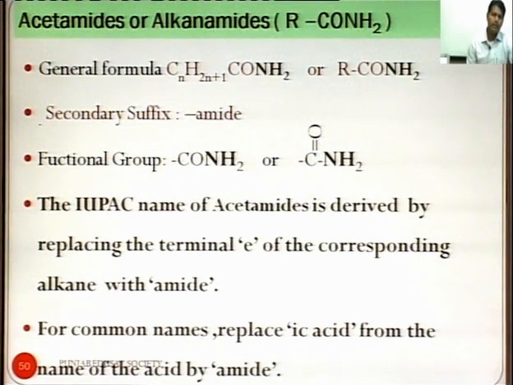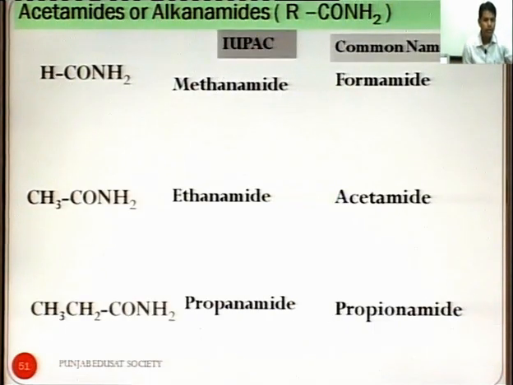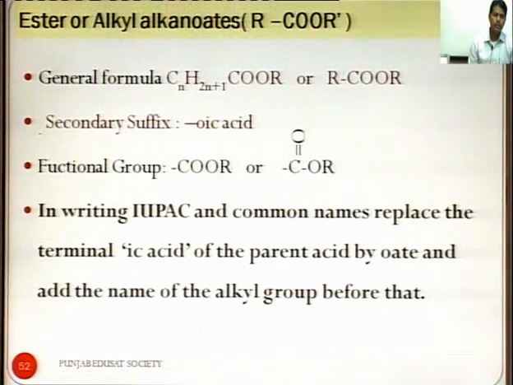Acid amide. The general formula is R-CONH2. The secondary suffix is amide, the functional group is CONH2. The IUPAC name of an amide is derived by replacing the terminal e of the corresponding alkane with amide. For common names, replace ic acid from the name of the acid by amide. Examples are methanamide if one carbon is there, and the common name is formamide; ethanamide, common name acetamide; propanamide, common name propionamide. That is, the word amide is added after the word root and primary suffix.